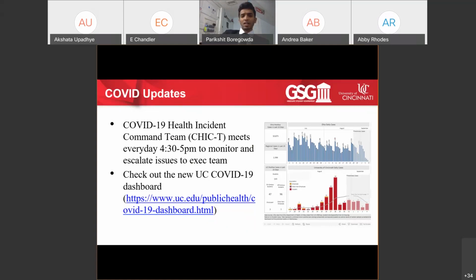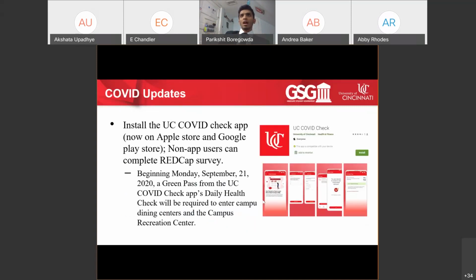The random testing is completely free. It's just to ensure that we can get more testing for students on the university campus, and get a better understanding of what the numbers are on campus. If you haven't installed the COVID Check app, please do install it. It's available on the Apple Store and Google Play Store now. For non-app users, you can simply complete a survey on RedCap. You should have received an email with those links from the dean of students or student affairs, so make sure you follow that email and download the app.